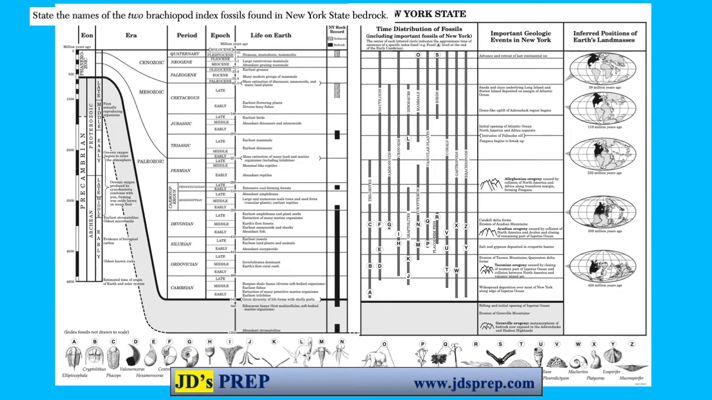Next, we're asked to state the names of 2 brachiopod index fossils found in New York State bedrock. Once again, we're going to use the geologic history of New York State. We've already identified this is the time period we're talking about. If you go over here, this is the fossil record. These are brachiopods, and we have 2 fossils represented by those letters in that area that I've highlighted, Y and Z. So these are the 2 names that they're looking for, and I won't try and pronounce those for you.